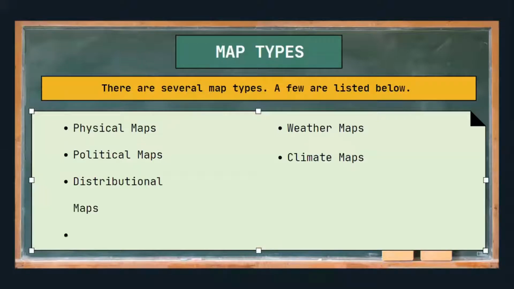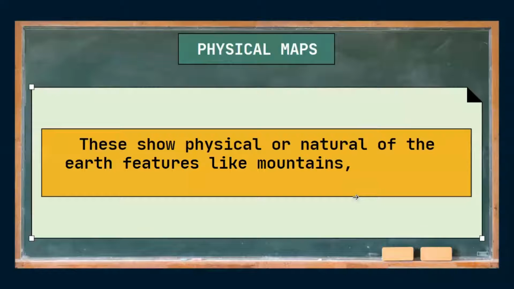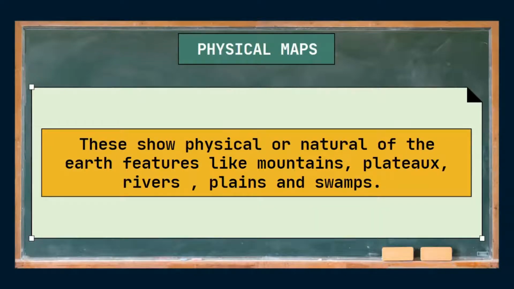Right, so the different types of maps now. There are several different types of maps, but a few of them are physical maps, political maps, distributional maps, geological maps, weather maps, climate maps, and contour maps. A physical map shows physical or natural features of the earth like mountains, plateaus, rivers, plains, and swamps. And it's not just these, it's any physical feature. It could show a volcano, a beach, or a valley. Any natural feature of the earth, once it's shown on the map, falls under the category of a physical map.